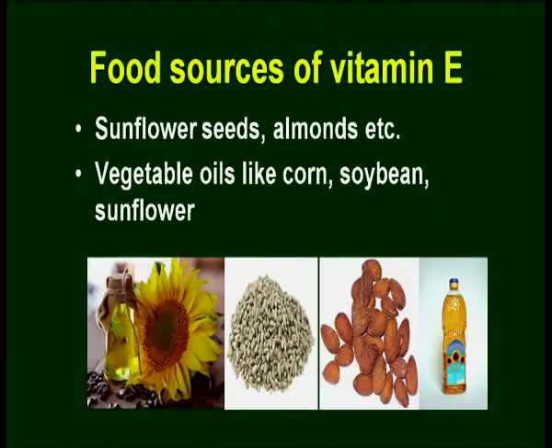You can get vitamin E from a variety of sources, particularly sunflower seeds, which are the richest source of vitamin E. Almonds are also very good, including vegetable oils like corn, soybean, sunflower, which are also very good sources of vitamin E, and some other foods also contain vitamin E in different quantities.